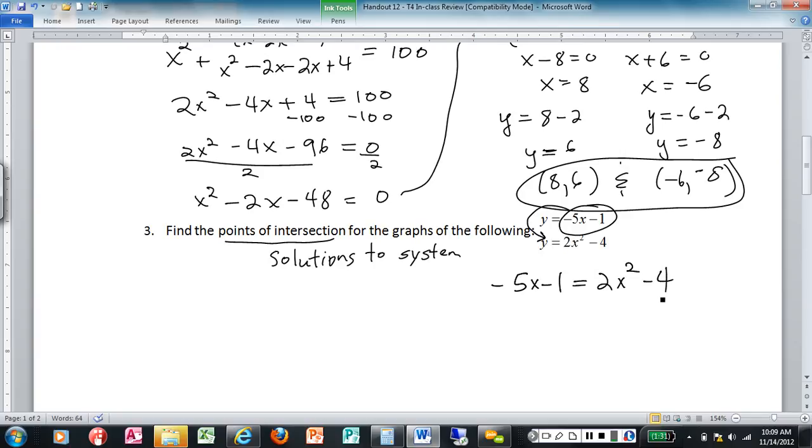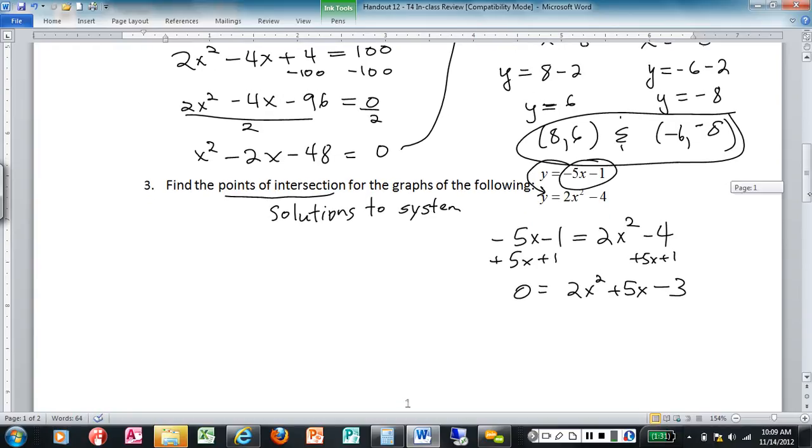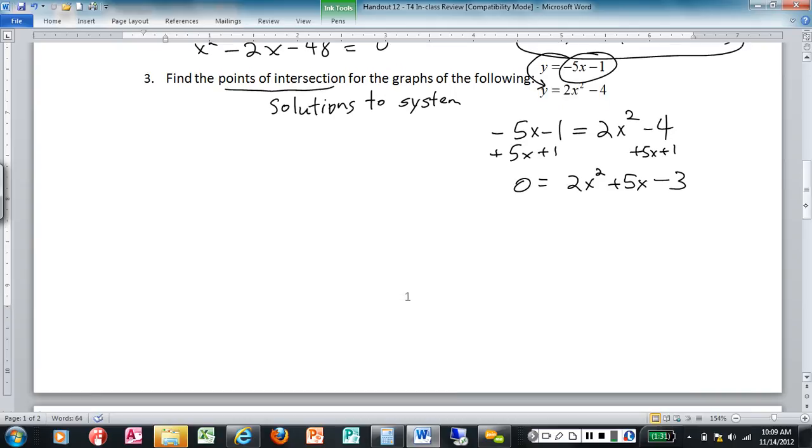Again, it looks like I need one side 0. Let's make it the left side here. I'm going to add the 5x and add the 1. And so I get 0 equals 2x squared plus 5x minus 3. Factor that one up. 2x, x. I believe it's 3 and 1 with the 3 there and the 1 there. And it's a negative 3, so I need this one negative and this one positive. Yeah, that gives me 6x minus 1x if I foil it, right, which is 5x.